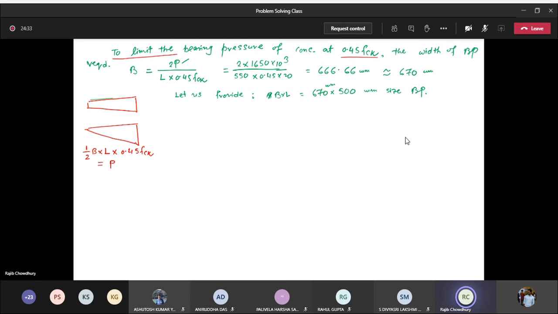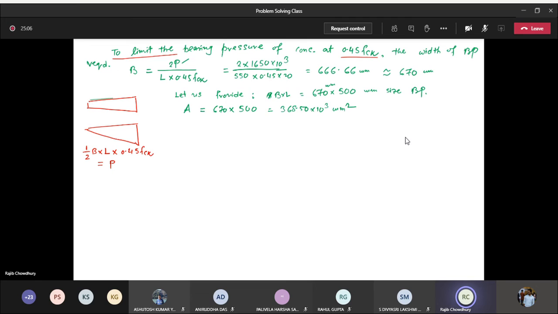Okay. So now how much area has been provided? I think it is not required to cross check. 670 multiplied by 550, so 368.5 multiplied by 10 to the power 3 mm square, and this would be required in the latter. Or otherwise you can also cross check as we cross checked last time also.